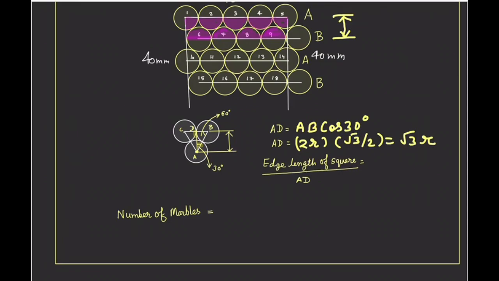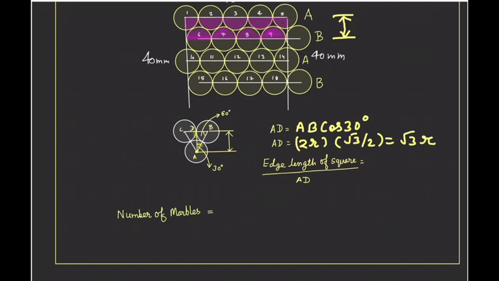Now we have to make a square whose edge length is 40, and we have to make this square with the help of this type of layer, the AB type layer. So the distance between the A and B layer we know. So how many such layers do we have to place?